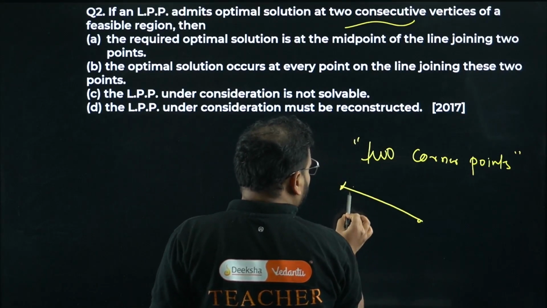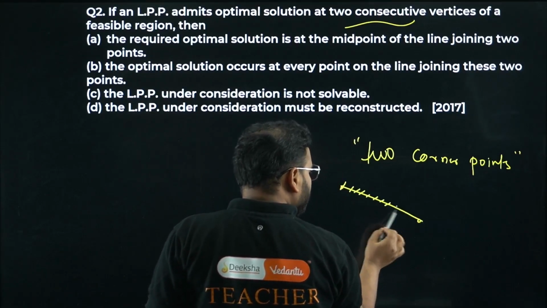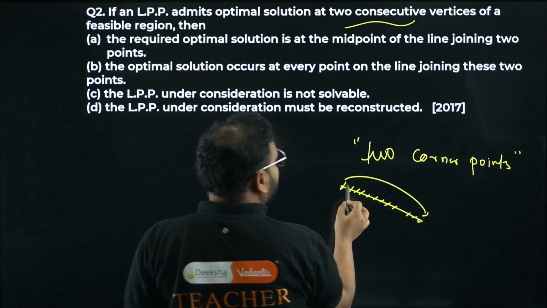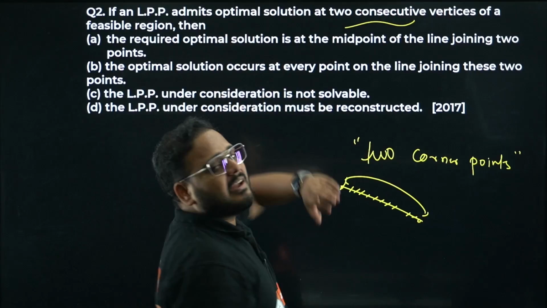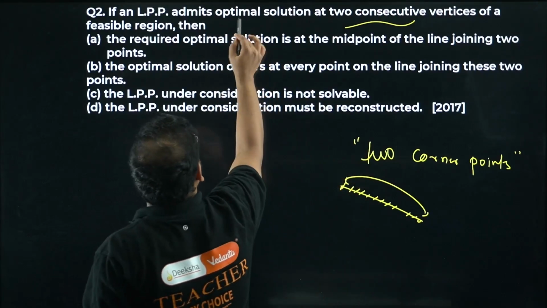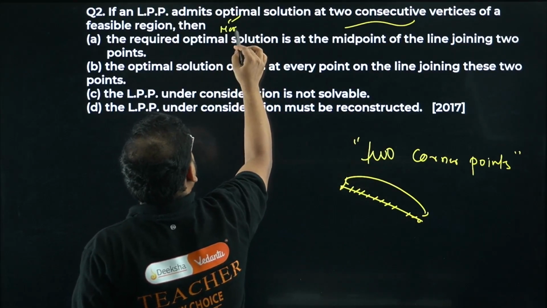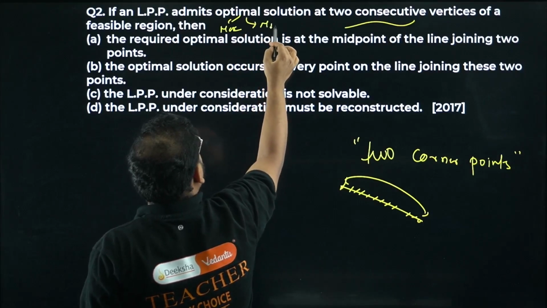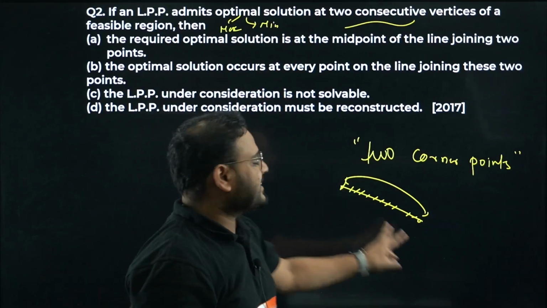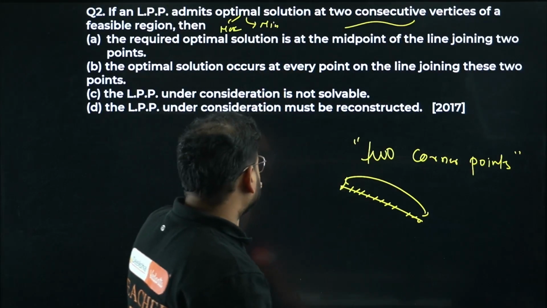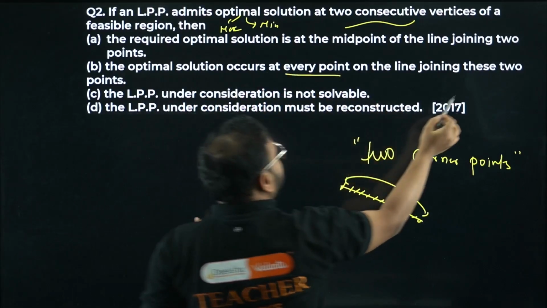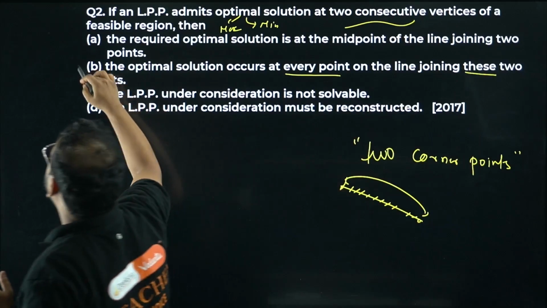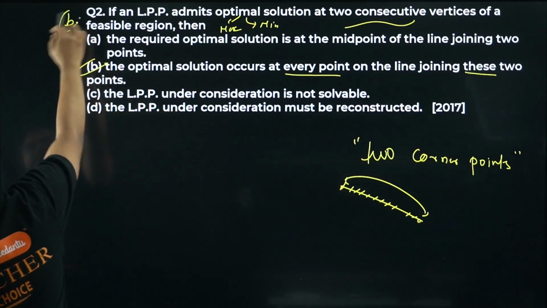All the points on this line joining the 2 optimal solution points will be your points of maxima or minima, whichever it is in this case. They have given only optimal, so it can be either maxima or minima. So all the points on this line will be your optimal solution. Basically the optimal solution occurs at every point on the line joining these 2 corner points. Option B is correct.